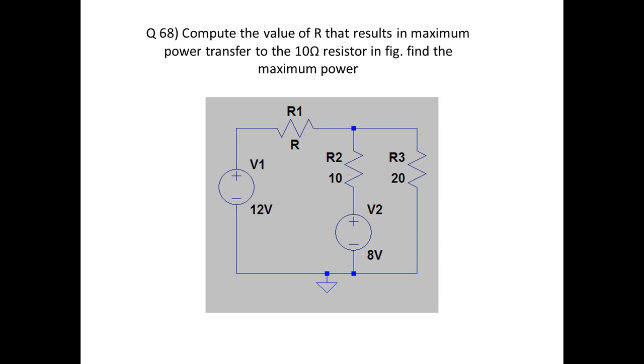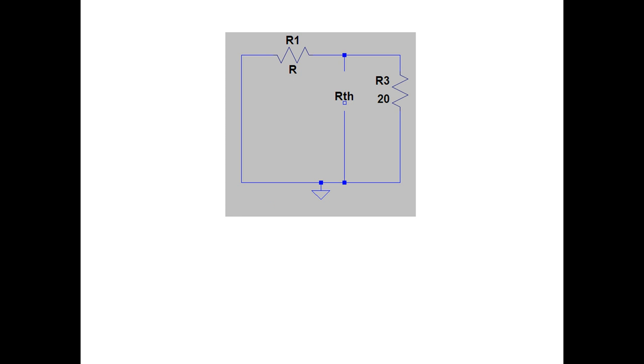Question 68. Compute the value of R that results in maximum power transfer to the 10 ohm resistor in the figure. Find the maximum power. Removing the 10 ohm resistor, we get R and 20 in parallel. So RTH is equal to R into 20 divided by R plus 20.